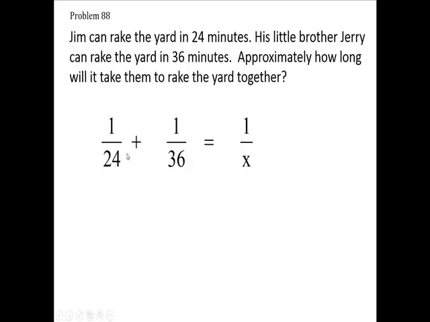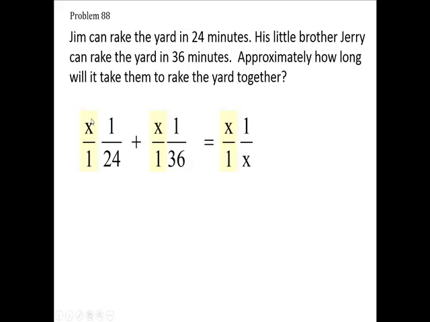So this is the formula, this is the equation. We divide 1 by 24, we divide 1 by 36, and add them together, and that's 1 divided by the time, X. All right, so that's the formula. And what we're going to do now is multiply everything through by X. What we're trying to do is get rid of this X on the bottom. We do not like having an X in the denominator. So I'm going to take the reciprocal of 1 over X, which is X over 1, and multiply everything through by X over 1.